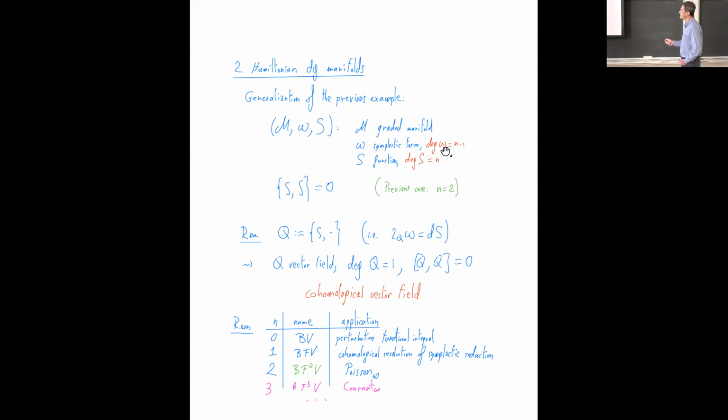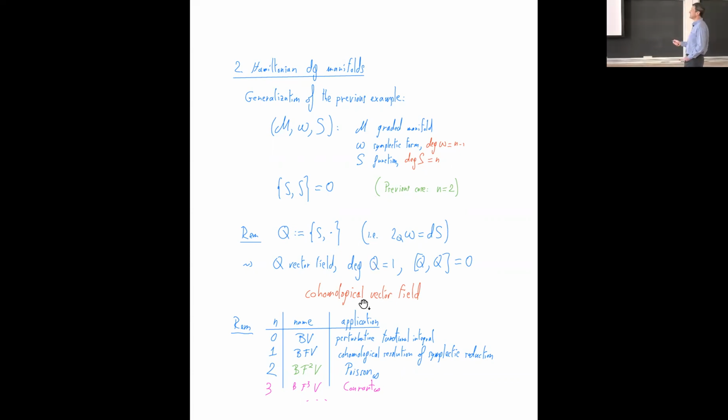But the reason to have the difference of 1 between the two degrees is simply that I want the Hamiltonian vector field of S with respect to the bracket to have degree 1 in all cases. This is what is natural, because then I can think of this as some cohomology. Now the Hamiltonian vector field has degree 1, and moreover, this condition implies that it commutes with itself. So this is what is called a cohomological vector field.